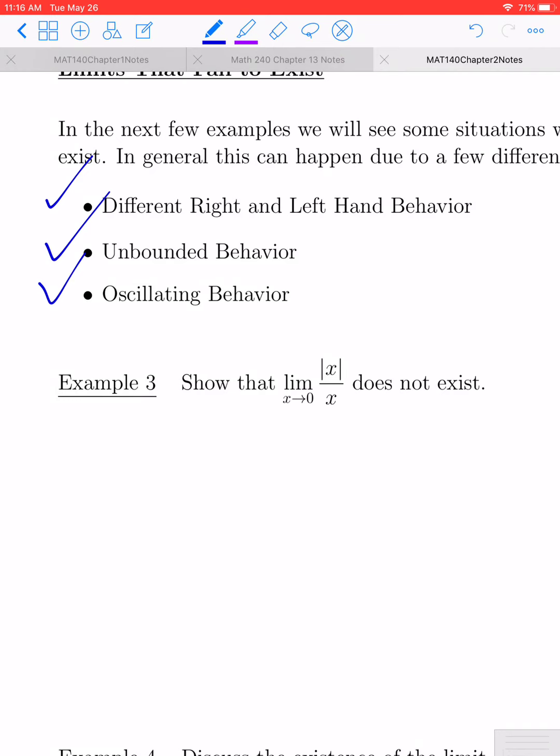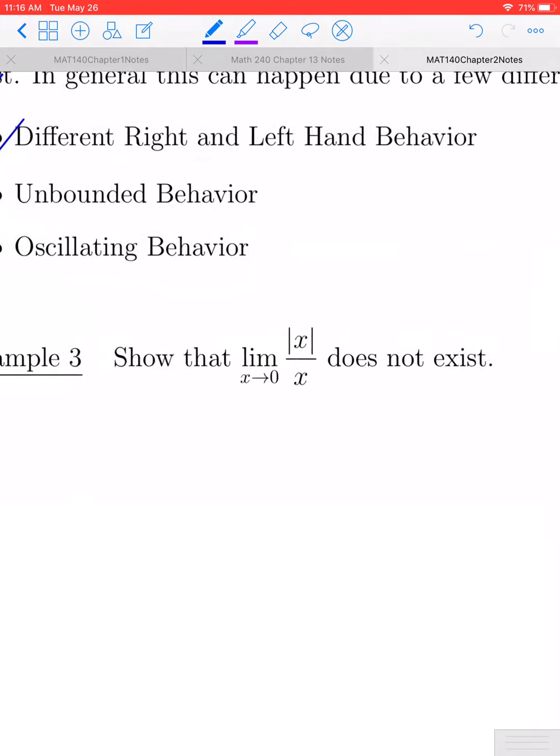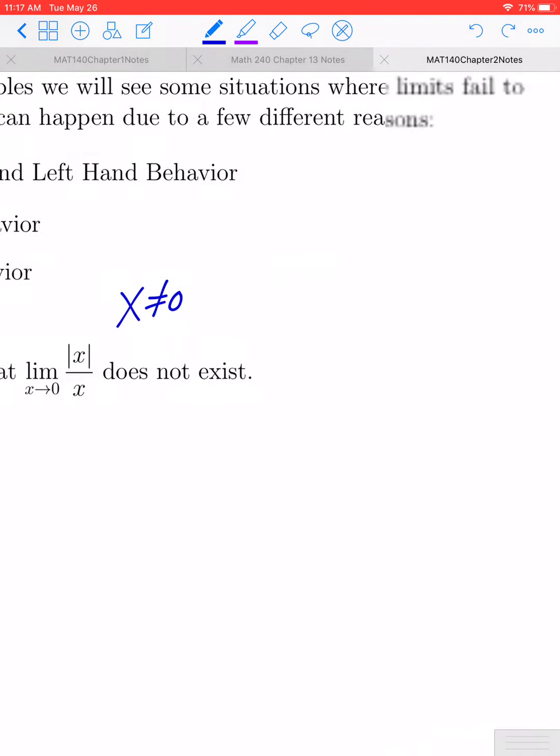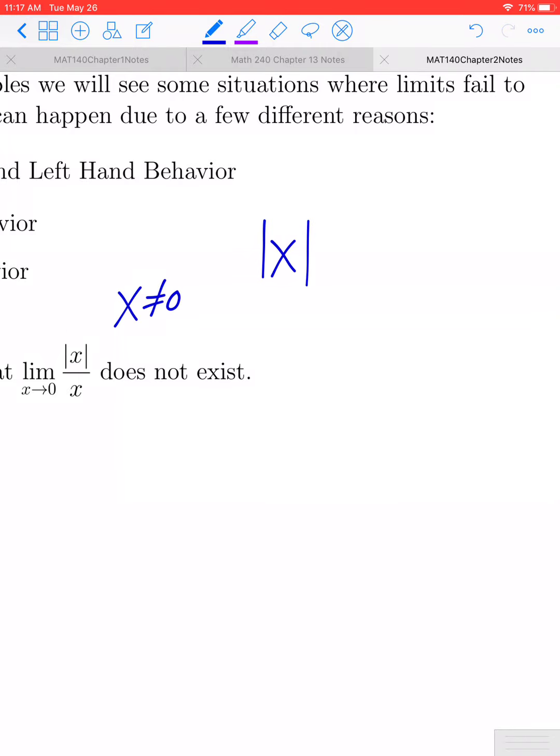In example 3, we're asked to show that the limit as x approaches 0 of the absolute value of x divided by x does not exist. This is yet another example of a function where it's not defined at x equals 0, because we would have division by 0. This is also a good point to recall the piecewise defined nature of the absolute value of x. By definition, the absolute value of x is equal to x when x is greater than or equal to 0, and it's negative x when x is less than 0.